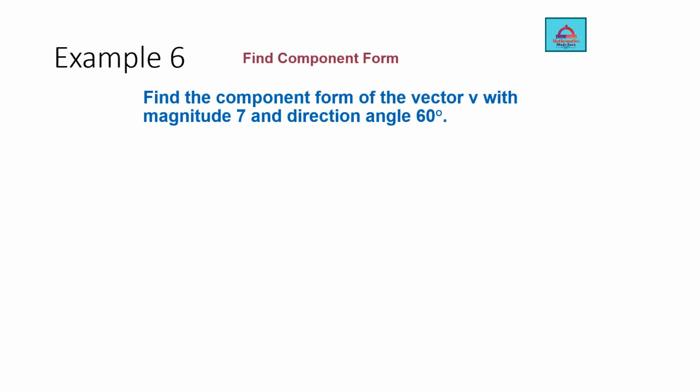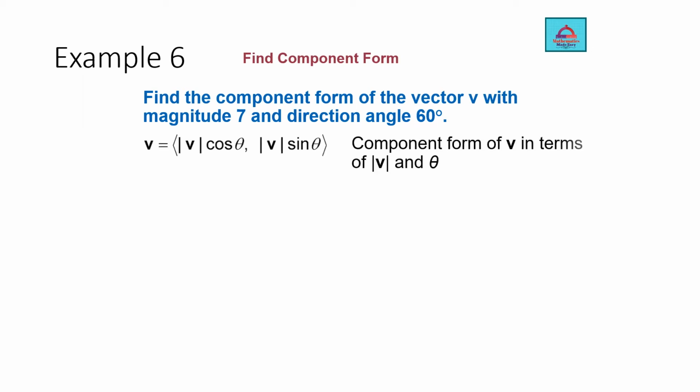The first example that we are starting today is on component form. Find the component form of the vector v with the magnitude 7 and direction angle 60. If you see here, both the magnitude and direction are given. So you can find the horizontal and vertical components. So you will use the component form of the vector.